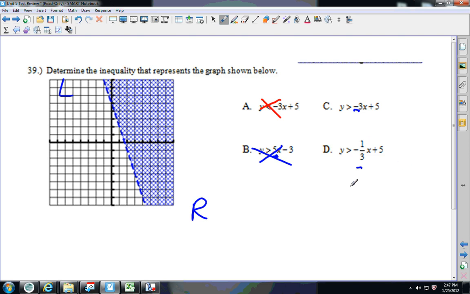Now, this is saying that my slope is negative 1/3. Down 1 to the right 3. If I start at the y-intercept and I go down 1 to the right 3, that's not on the line. Well, what about negative 3 over 1? Down 3 to the right 1. Down 1, 2, 3 to the right 1. There we go. Can't see my numbers. 1, 2, 3 to the right 1. Yes. So my answer should be C.